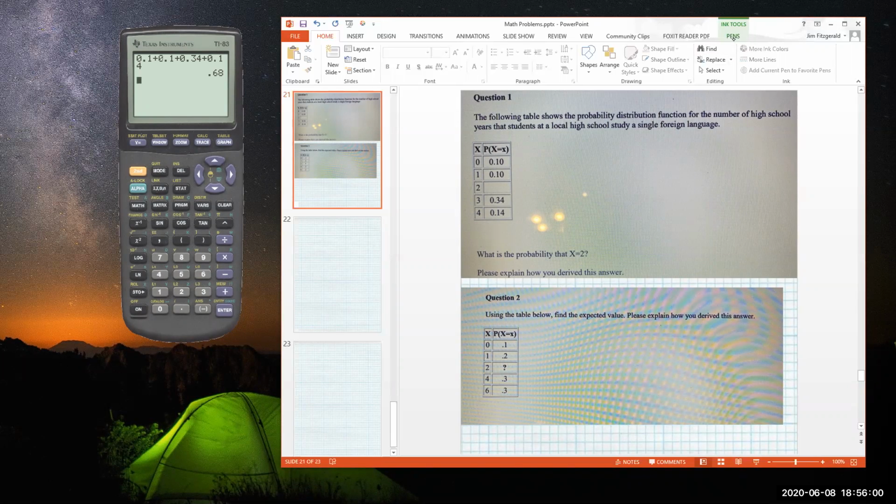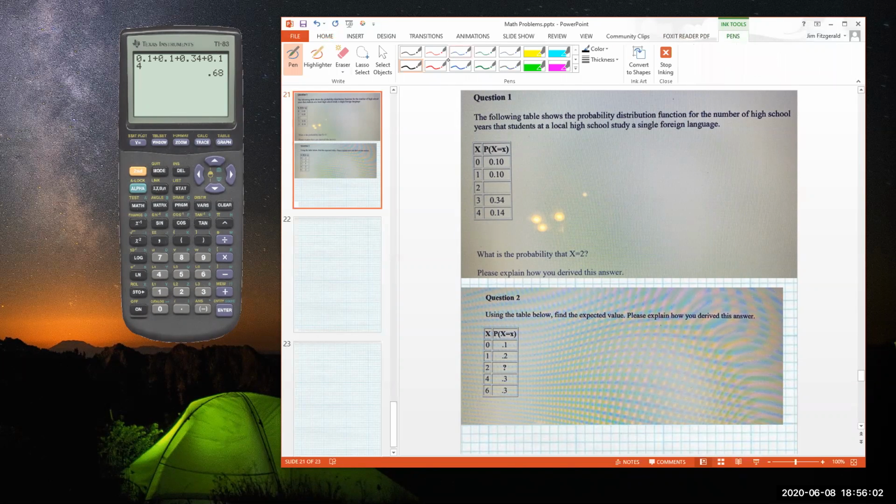So the probability that x is going to equal 2 is going to be 1 minus the sum of all those other ones, so 1 minus 0.68. And so we get 0.32. So that's going to be our answer here. That's one, but you get the idea.